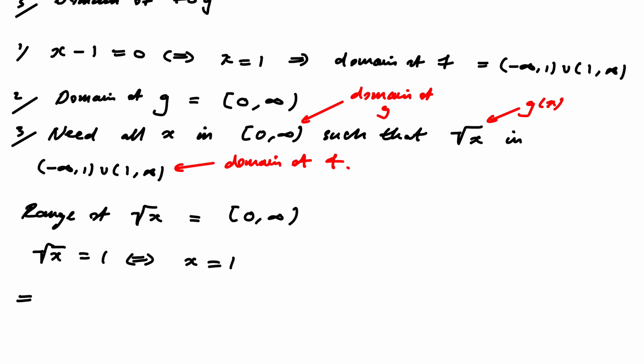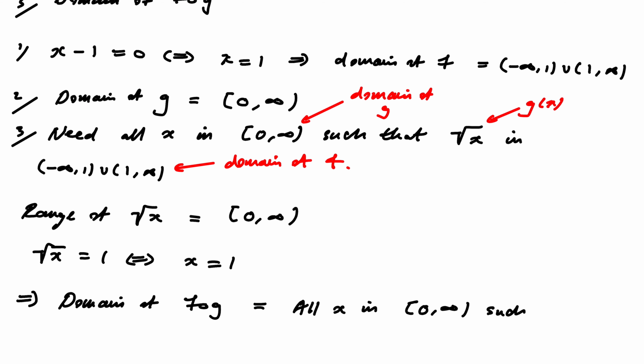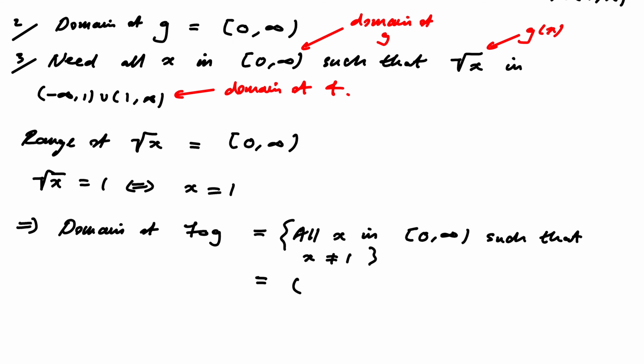So putting all this together, the domain of f composed with g must be equal to all x in 0 to infinity, so that's the domain of g, such that x does not equal 1. And in interval notation, that's equal to 0 to 1, not inclusive, then 1 onwards. Quite a difficult example, I suppose.